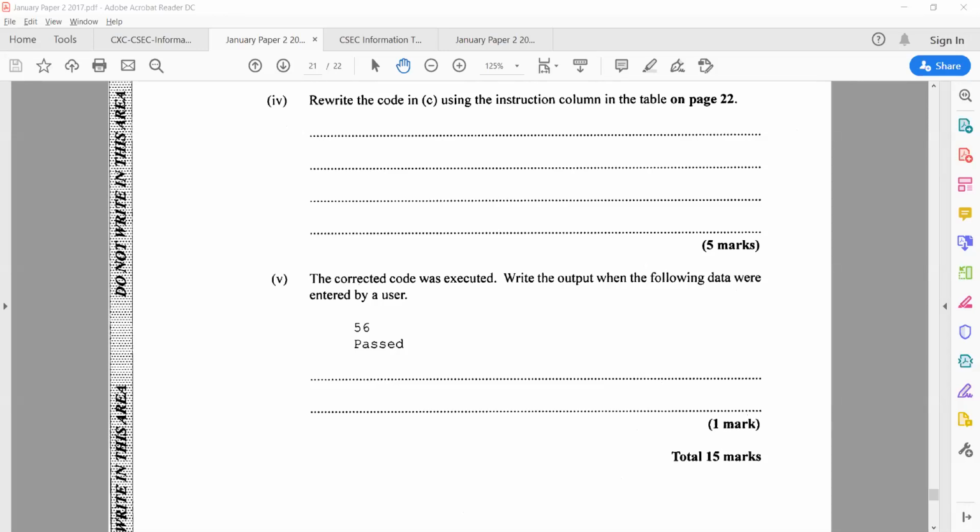All right, the answer is 56. Okay, remember we said the code translated to accept number, accept text, and display number. So it would have accepted the number, which is 56. It would have accepted the text, which is passed, and then it would have displayed number. And the number is 56. So the answer for this is 56.